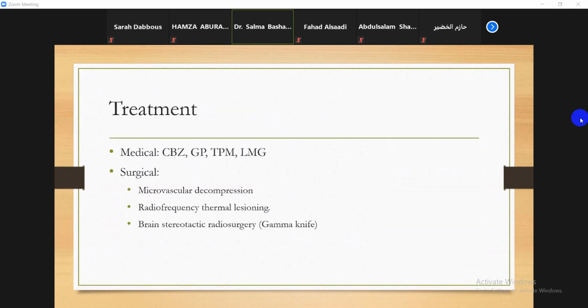How do we treat it? We have some options. Medications include carbamazepine, mainly a seizure medication, gabapentin, topiramate, lamotrigine. If patients fail the medical treatment, we can use one of the surgical options: microvascular decompression, like repositioning of the artery compressing the trigeminal nerve; radiofrequency thermal lesioning, so damaging the trigeminal nerve to treat trigeminal neuralgia; or brain stereotactic radiosurgery with gamma knife. Gamma knife is a device that delivers a specific beam of radiation to the trigeminal nerve, damaging it. It helps to ease the pain of trigeminal neuralgia, but we only use these options if patients fail the medical treatment.